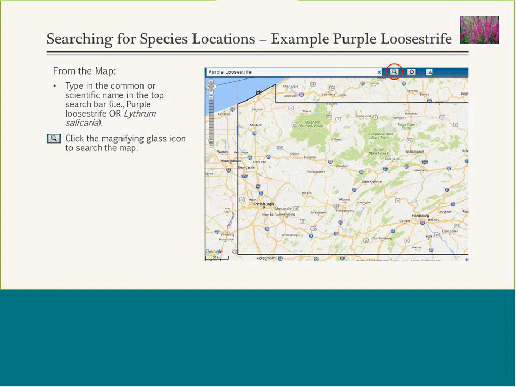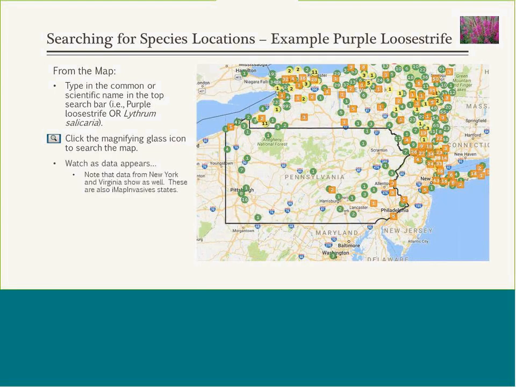Right next to the search box is a little magnifying glass button. And if you click that magnifying glass button, the map will change and it will bring up all the data that we have for purple loosestrife. And you'll notice that in addition to Pennsylvania, there's data showing in both New York and Virginia. And this is because these are also states participating in the iMapInvasives network. So their data is also going to show up.